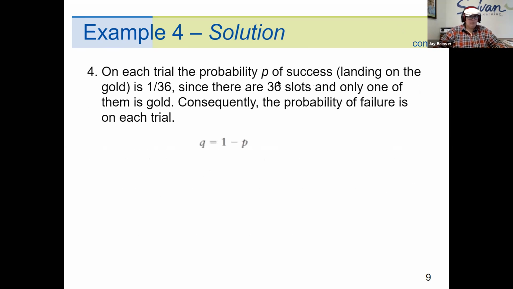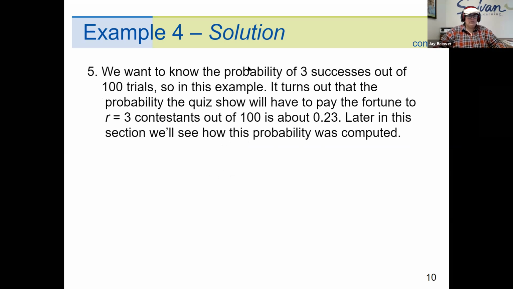On each trial, the probability of success, landing on the gold, is 1 out of 36, which would mean that the other would be 35 out of 36. And we want to know the probability of 3 successes out of 100 trials. So in this example, it turns out that the probability of the quiz show having to pay the fortune to 3 contestants out of 100 is about 2.3. Later in this section, we will see how this probability was computed.